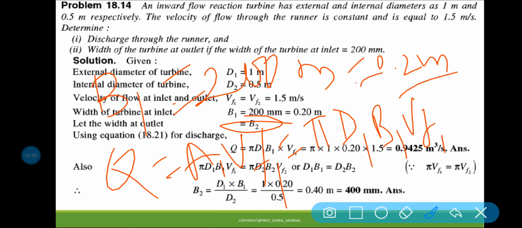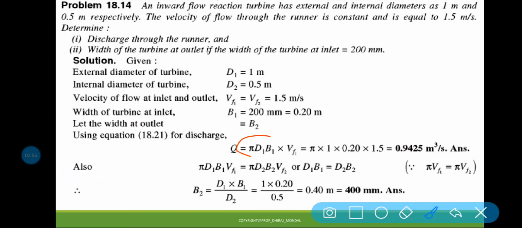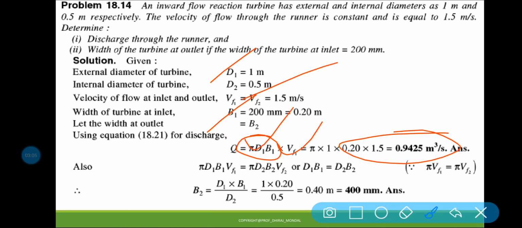But as you know, all the values are not given in case of the outlet. A1 is given. How can you find out the area? Area is equal to pi D1 into B1, and D1 is given, B1 is given, so you can find out the area. Now velocity of flow is also given, so simply put the value and you will get the answer 0.9425 meter cube per second.